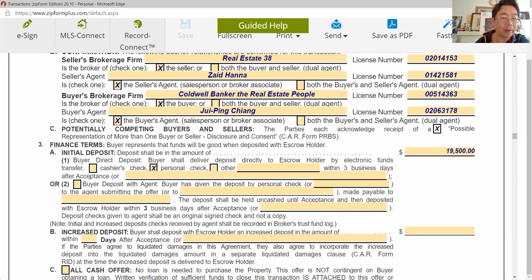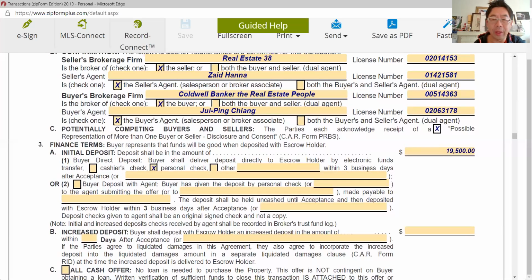So I have a question. After the acceptance, I have to send the deposit right away to the escrow company? To the escrow company? Yeah, escrow company. Is that the 3% deposit? That's a 3%, yeah, that's correct. That's a 3% deposit, that is correct, yes. Okay. So it is 19.5. So I think that's good, right? Within three business days, you see right here.